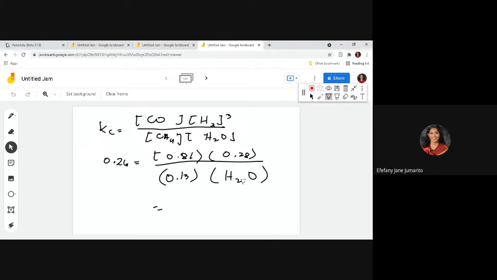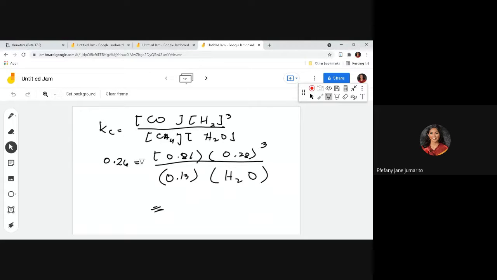What we are looking for is just the value of H2O, class. And then we're all set, look at our data. So it's simple math. Let's do this without the ice table, okay? Everything given is already at equilibrium.